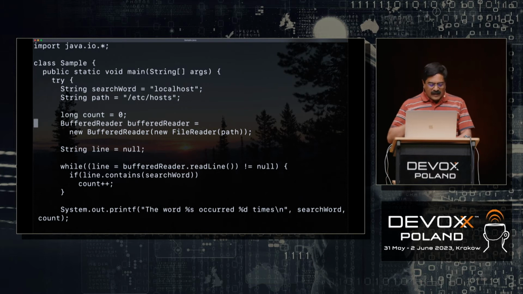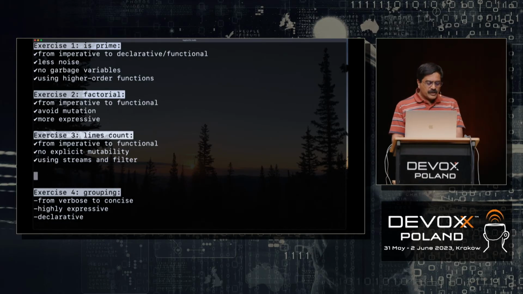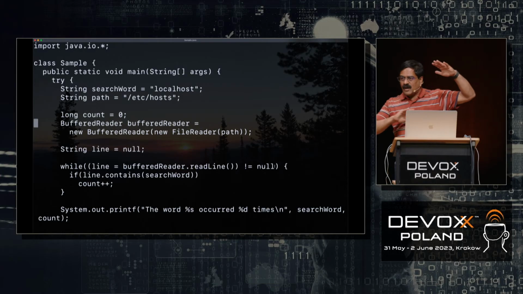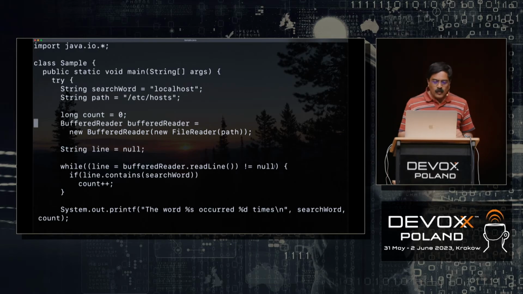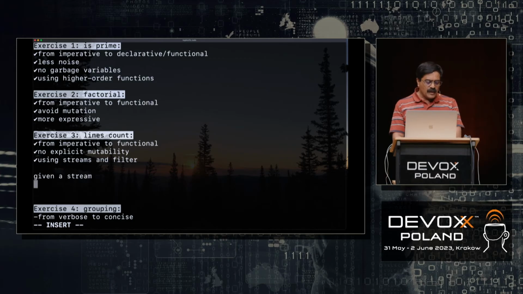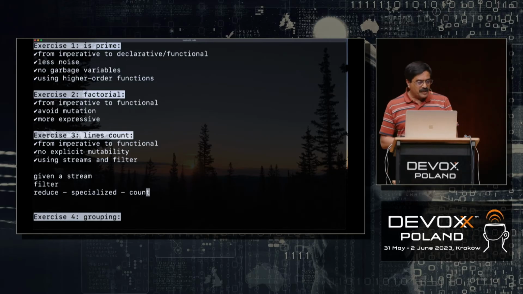So the question really is, how do we go about transforming this particular code? We don't want any explicit mutability, but if you think for a minute about what we're trying to do, we have lines of strings. We want to know how many of those lines contain the word we are interested in. So clearly, given a stream, we want to filter the data, and we want to perform a reduce operation, but it's a specialized reduce, which is the sum operation, or rather, pardon me, a count operation in this particular case. So a count is a specialized reduce operation.